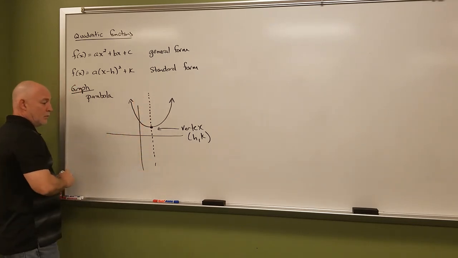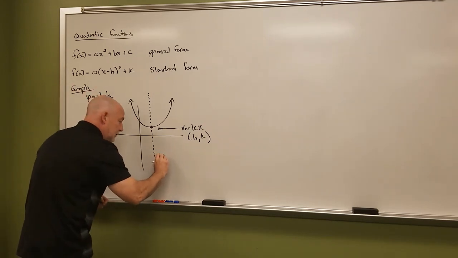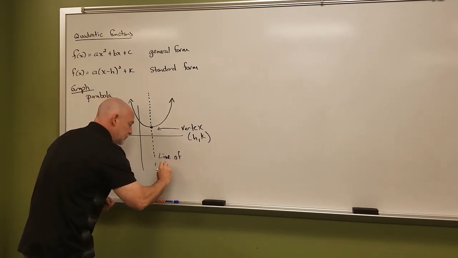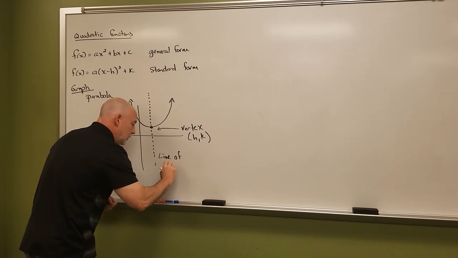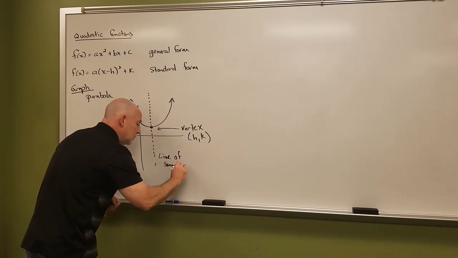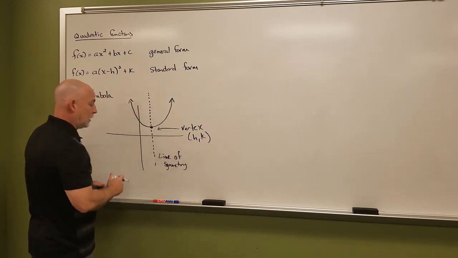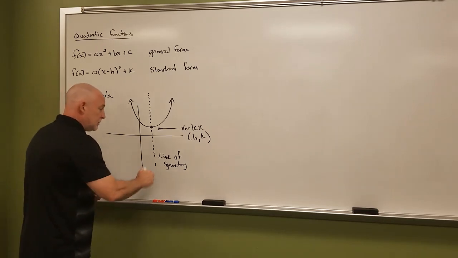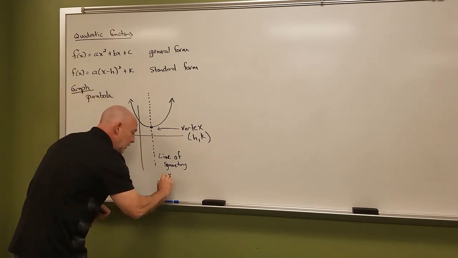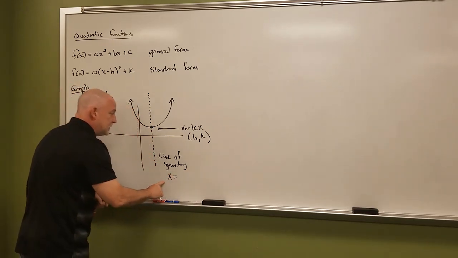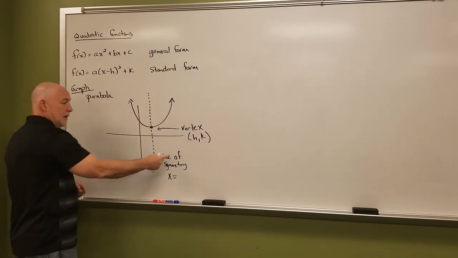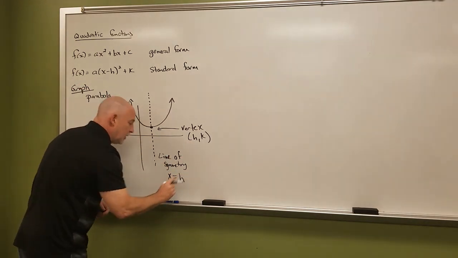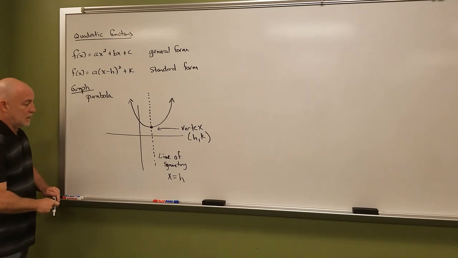is symmetric about what we call the line of symmetry. Can't spell. All right, the line of symmetry. Now, the line of symmetry, since this is a vertical line, it's always going to be the equation x equals, and since it goes through the x value of this vertex, it's always x is equal to h.